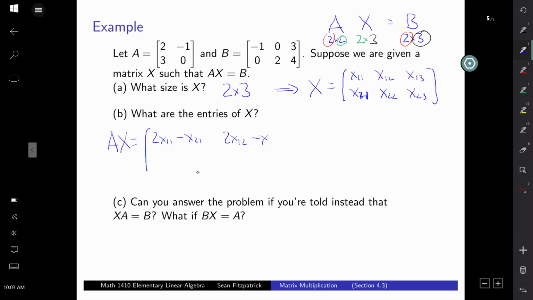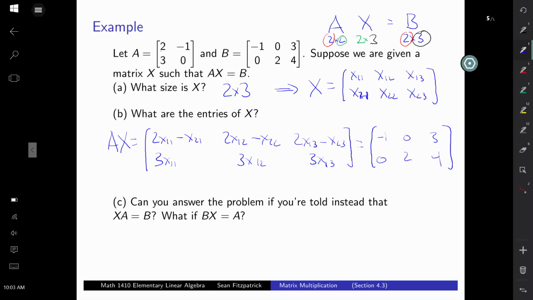That's wrong, x22. And then I'm going to do 2x13 minus x23. And then when I get to the next row, it's a little bit easier, 3, 0. So it's going to be 3 times that, and then 0 times that, so I don't worry. Then 3 times this guy, 3 times this guy, so I'm going to get 3x11, 3x12, 3x13, okay, and that has to be equal to minus 1, 0, 3, 0, 2, 4.